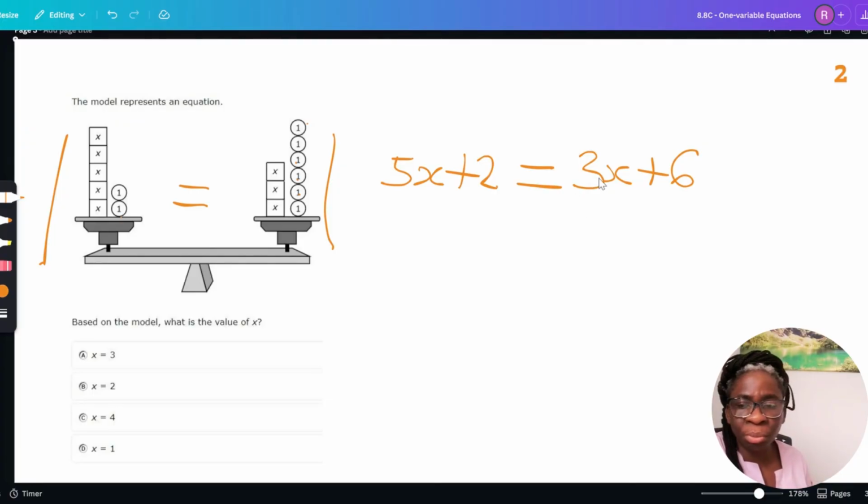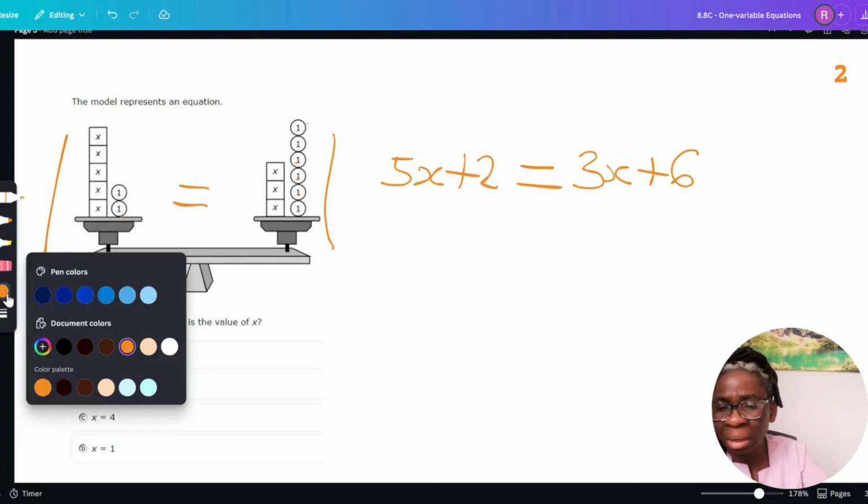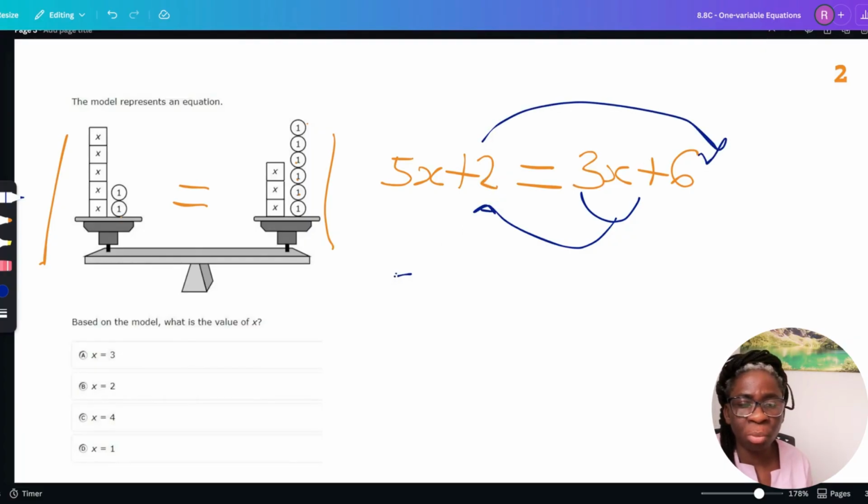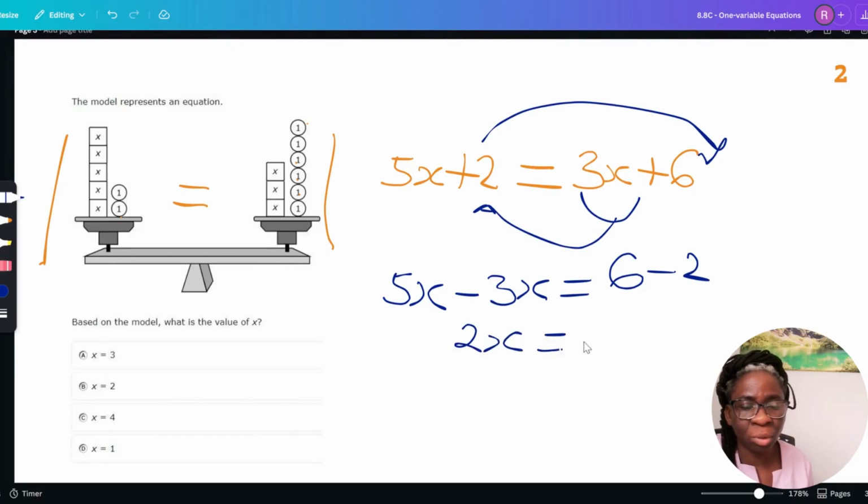Now let's collect like terms by moving 3x to the other side, and then taking 2 to the other side to meet 6. So this will become 5x. When 3x crosses the equal sign, it becomes negative. So that will be negative 3x, and that will be equal to 6 is still here. We keep 6, and when we move 2 from here to the other side, it becomes negative 2. So 5x minus 3x gives 2x, and 6 minus 2 gives 4.